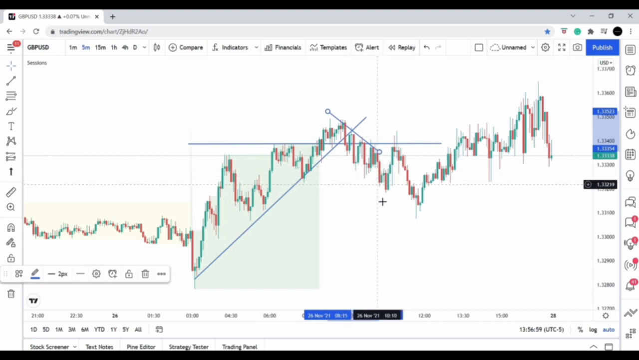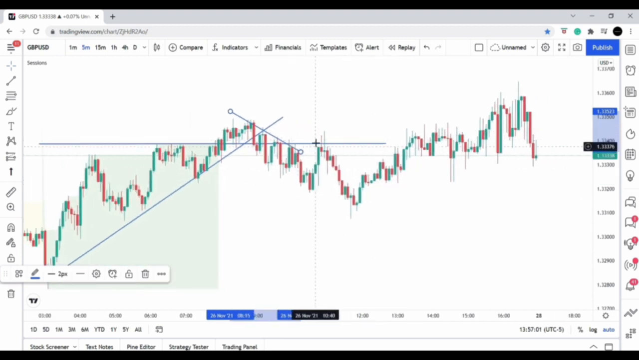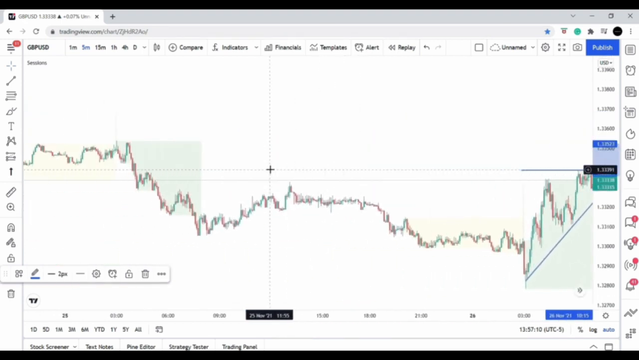Notice how it came back up again. Notice how this swing high right here could not close above this swing high. To me, this is a lovely trade to the downside. So that's how I'll play that day.